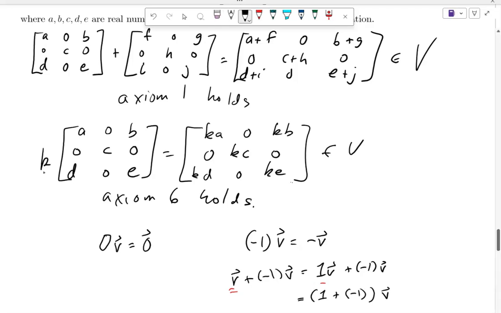What did I do from here to here? What does it look like I did from here to here? Yeah, I pulled it out, didn't I? Which one was that one? It's the distributive property, isn't it?